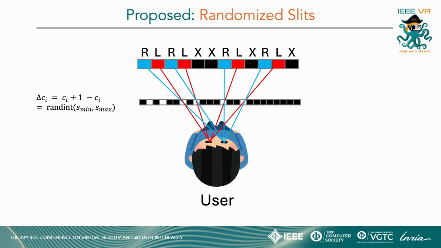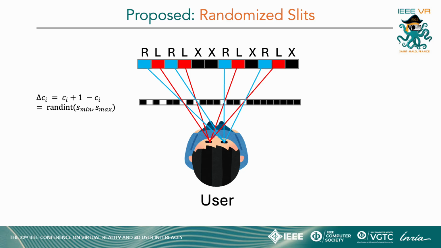To eliminate the repetition of views, it is essential to disrupt the periodicity of the slits. Our approach involves replacing the fixed distance slit pattern with a randomized slit pattern. In this configuration, the distances between neighboring slits are randomly selected within a predefined range, from S-min to S-max. As illustrated in the figure, this method continues to direct different pixels to each eye at the cost of leaving some pixels unused.